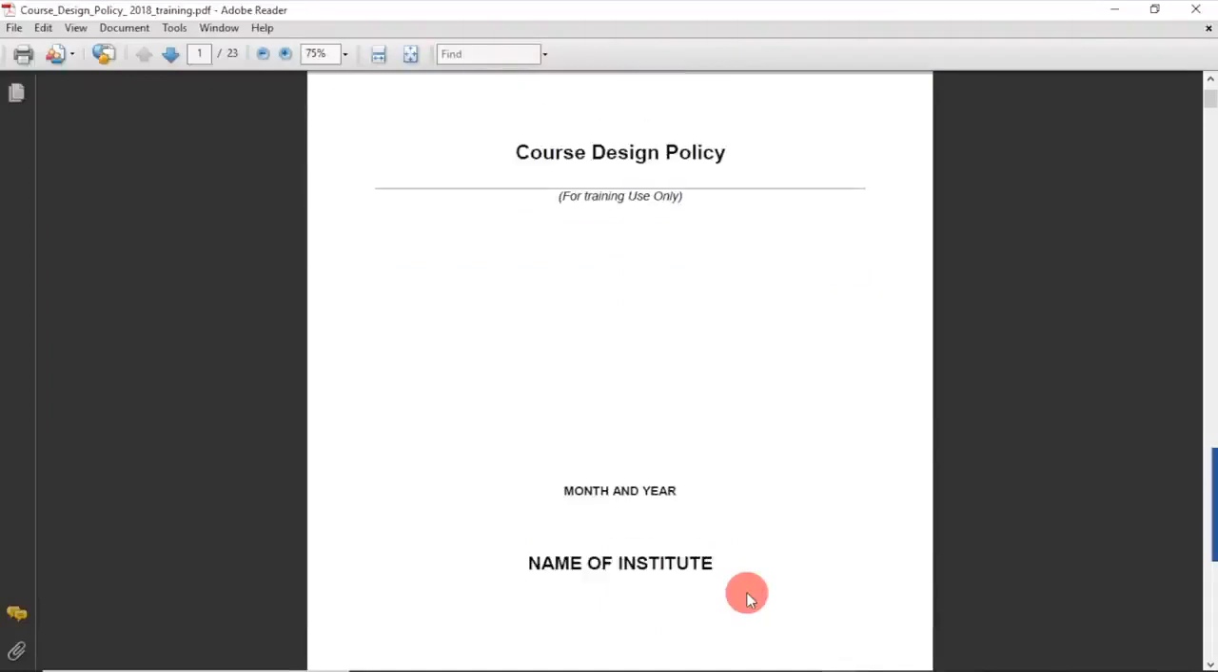Now, why do we need to design this particular document? Before you land up preparing a syllabus, you should have a blueprint in your mind of what exactly you are going to do and how you are going to do it. So it's a roadmap of how we go ahead with designing of the syllabus. Therefore, in order to create a blueprint, we need to design this particular document.